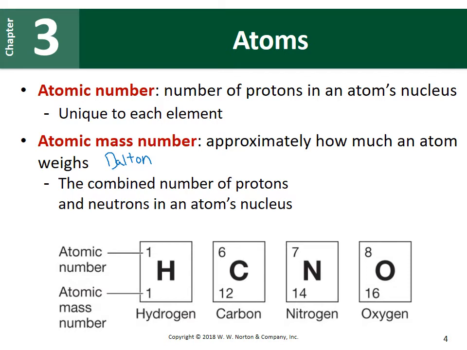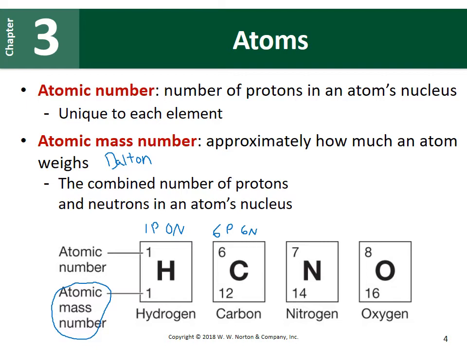This number is also found on the periodic table down here, atomic mass number. Hydrogen has an atomic mass number of 1, and that is because it has 1 proton and 0 neutrons. Carbon has an atomic mass number of 12, so it has 6 protons, 6 neutrons. Add them together, you end up with 12.